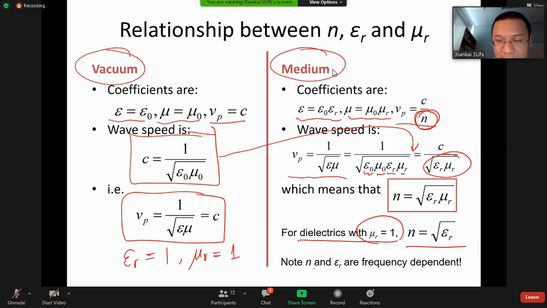Please pay attention that this n and epsilon r are frequency dependent. What frequency? The frequency of the electromagnetic waves. If the frequency is different, then this n or epsilon r can be very different. And actually we have a name for that. That's called dispersion.